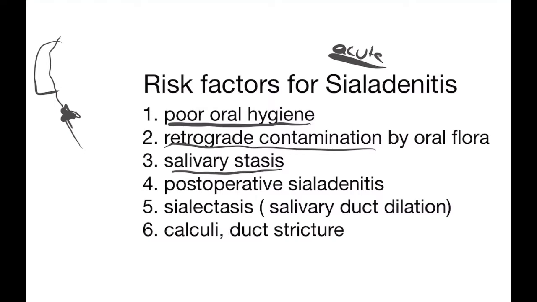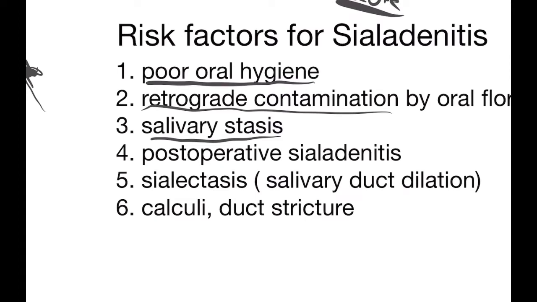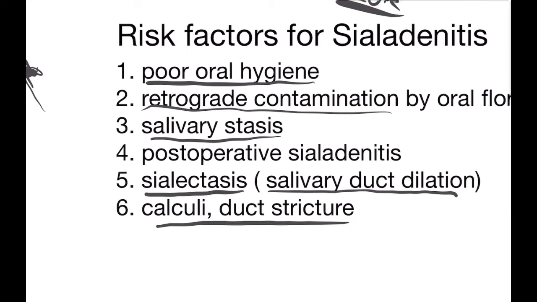I don't know if I might do a video about it. The fifth one is sialectasis. Sialectasis is when we have salivary duct dilation, calculi, and duct stricture. Of course, calculi and duct stricture can cause sialadenitis. Sialectasis, salivary duct dilation, can also be a risk factor.